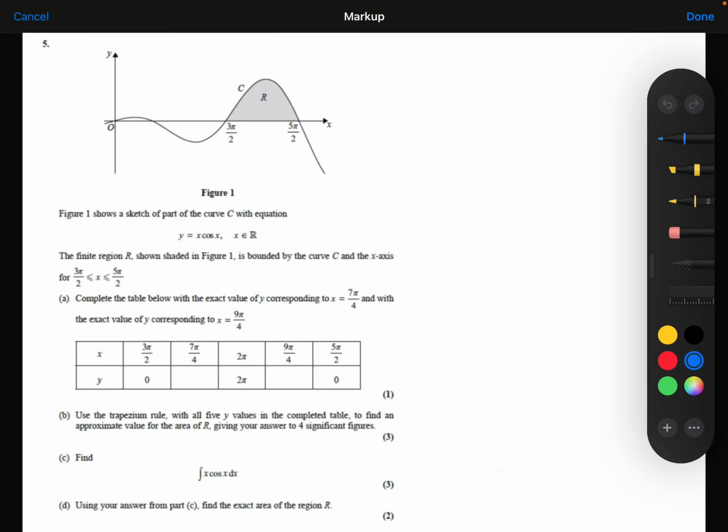So if we substitute 7 pi over 4 into our function, y equals 7 pi over 4 times cos 7 pi over 4, I get the answer 7 pi root 2 over 8. If I now do the same thing for 9 pi over 4, so 9 pi over 4 times cos 9 pi over 4, I get 9 pi root 2 over 8.